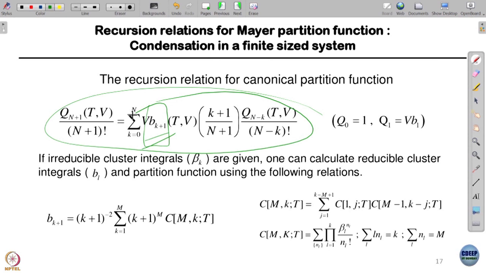We made considerable progress, but we did not solve the problem, because the reducible cluster integrals are not available. Even today they are not available. Irreducible cluster integrals have been evaluated with great pain, and it works out somewhat better for hard spheres, where there is no attraction. A very large number of virial coefficients has been evaluated, up to 11, which means irreducible cluster integrals up to beta 10.